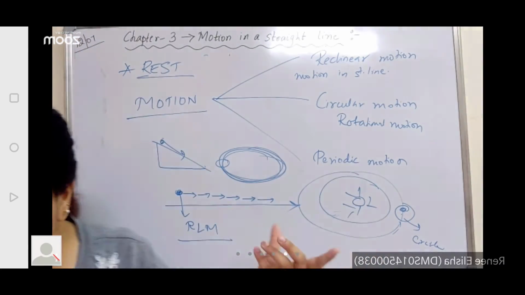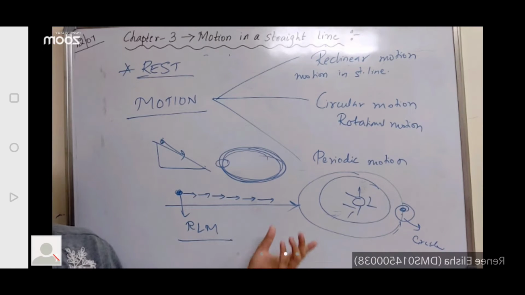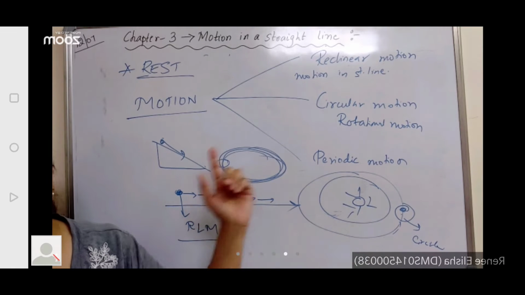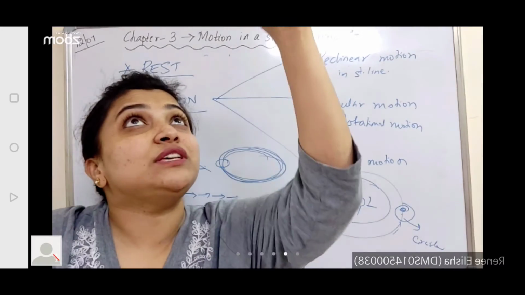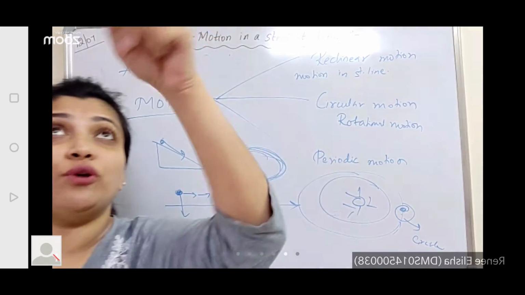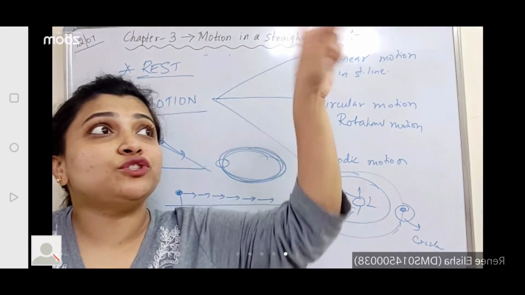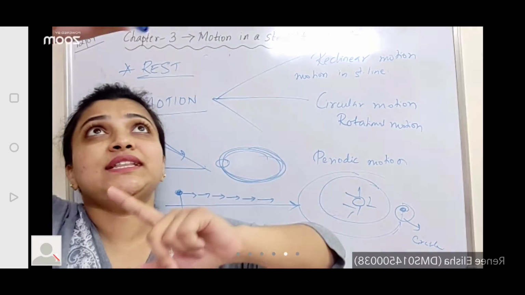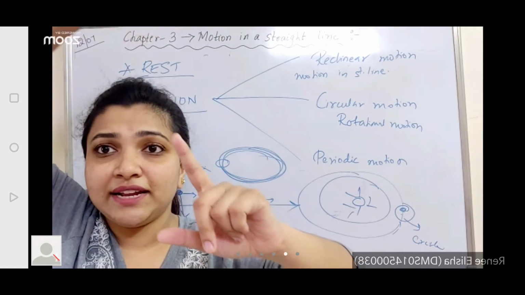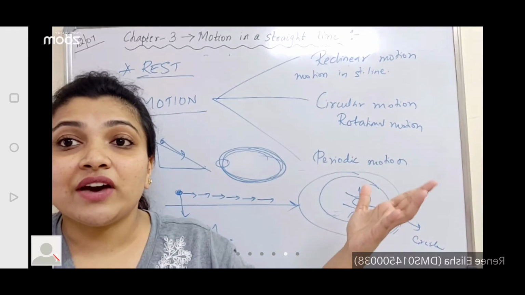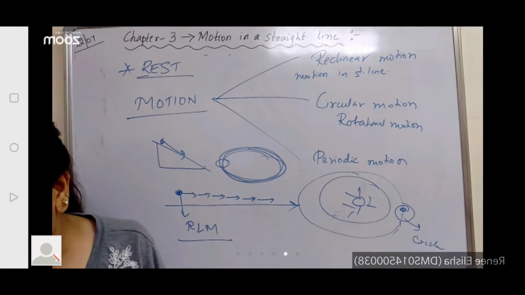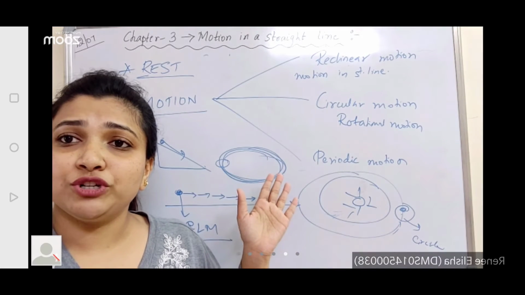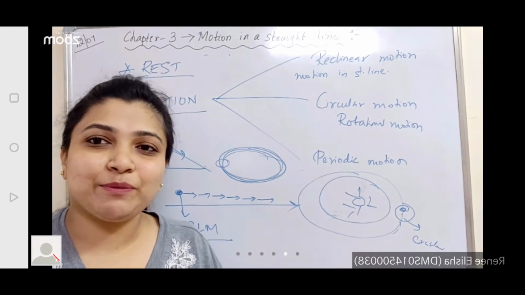Got it? So some examples of circular motion can be an artificial satellite orbiting around the Earth or fan blades. When you see the fan blades, do you all have fans in your house? If you just switch on your fan and look at it, you can see that the blades are moving in a circular path. So we say that they are in circular motion. Alright children, so am I clear with circular motion? Can somebody give me more examples of circular motion?